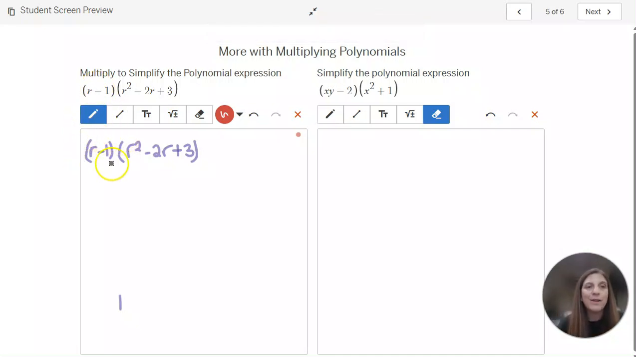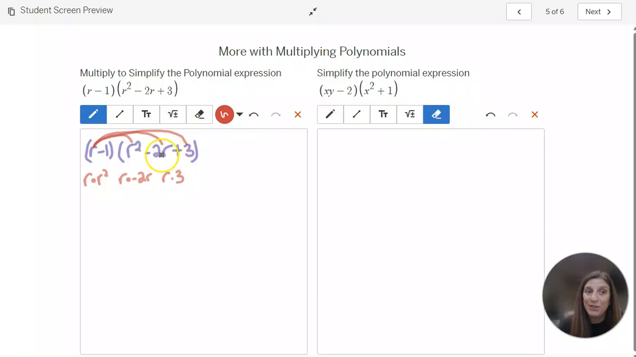We're going to take everything from this first polynomial and multiply it by everything in the second polynomial. There are two terms in this first polynomial, right? It's a binomial. So we need to take the first term, which is r, and multiply it to each term of the second, which is a trinomial. So we got to multiply it 3 times. I'm going to go ahead and write that out so I don't forget what I'm doing. So r times r squared. And then I have r times negative 2r. And then I have r times 3.